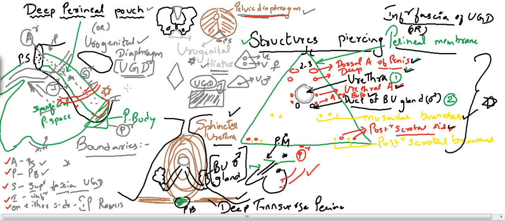Then boundaries, clinical importance, and contents: mainly the muscle sphincter urethrae and the deep transverse perineal muscle and the bulbourethral gland. Major contents. Other contents include the arteries: dorsal artery of penis, deep artery of penis, urethral artery, artery to the bulb of the penis, and the posterior scrotal arteries. All these are also the contents.